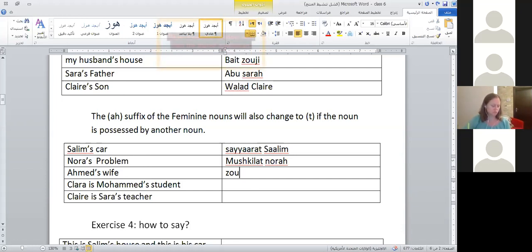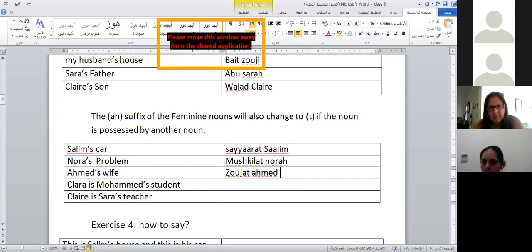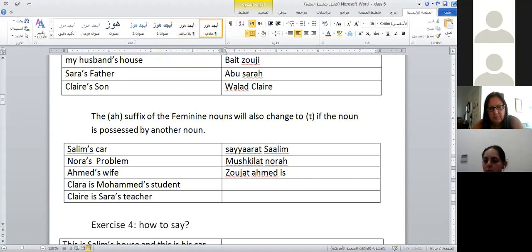Now you'll tell me how to say Ahmad's wife. Wife is زوجة, but since it's possessed, it becomes what? Tell me, Zainab. زوجة أحمد. Like if I want to tell you that Ahmad's wife is called Fatima, I would say زوجة أحمد, and then I will continue with the name Fatima. Okay. Now Clara is Muhammad's student.